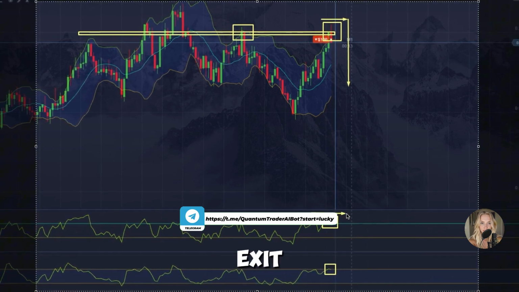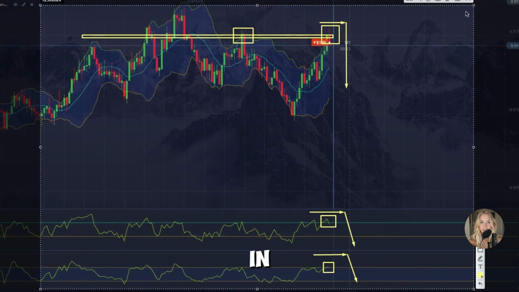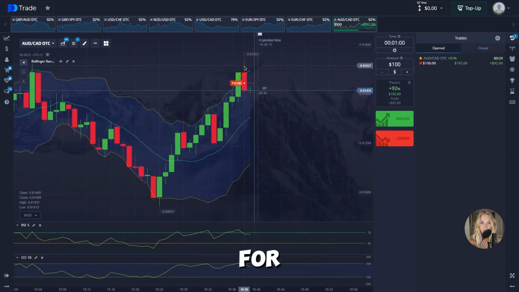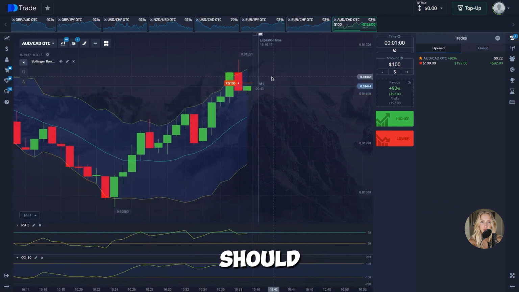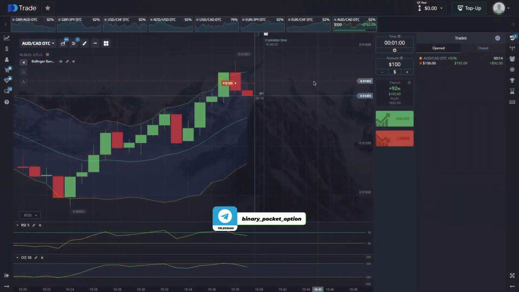We see an exit from the overbought area, and that's why we are opening a trade down here in this case, even though we did not open it at a very favorable level for us. A pullback should occur, so here 100% of the deal closes in a plus. Let's look for the result.